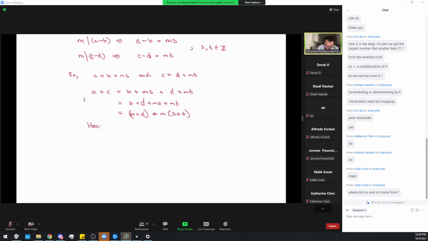Hence, M divides A plus C minus B plus D. Let me write that nicer. A plus C minus the quantity B plus D, and this is equal to M times S plus T. There you go. Hence, M divides A plus C minus B plus D.